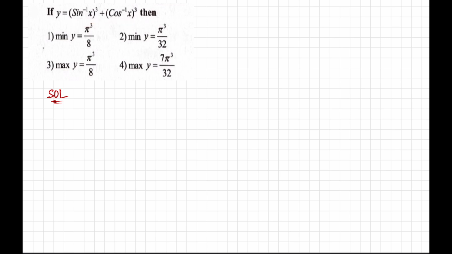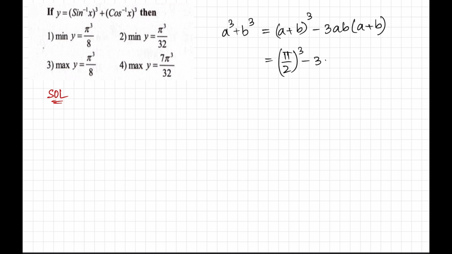We know the formula a cube plus b cube is equal to a plus b whole cube minus 3ab into a plus b. If we apply this formula here, since a is sin inverse x and b is cos inverse x, this becomes pi by 2 cube minus 3 times sin inverse x times cos inverse x, which can be written as pi by 2 minus sin inverse x, and a plus b is pi by 2.